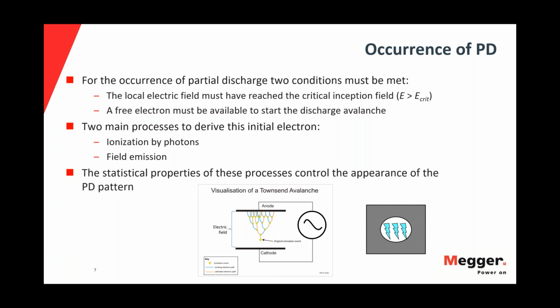PD happens then. In that case, the statistical properties of cosmic rays state that up to every 15 minutes, or 1000 seconds, there is a cosmic photon hit, and that will cause free electron availability. That's why in some insulation types, a minimum test of 15 minutes is required to initialize the PD in locations where a free electron is not available, like solid insulation.